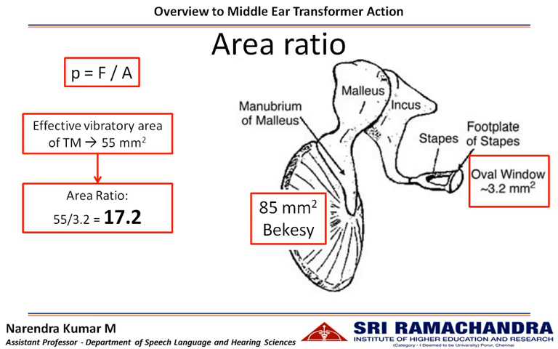Now, the effective vibratory area, or the area ratio of the membranes in the middle ear, corresponds to 55 divided by 3.2. So that gives a ratio of 17.2. That means the force experienced at the level of the tympanic membrane is multiplied by 17.2 times when it reaches the oval window, provided the ossicles act as a single unit between the tympanic membrane and the oval window.